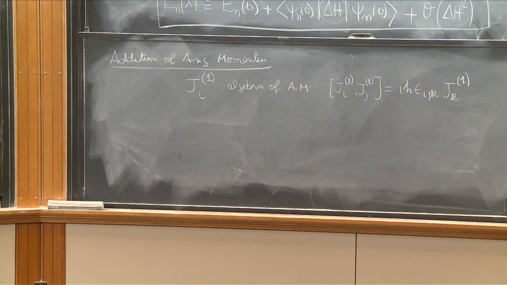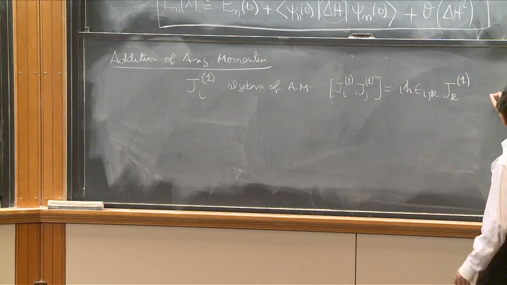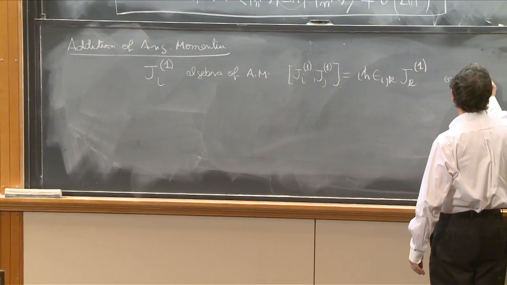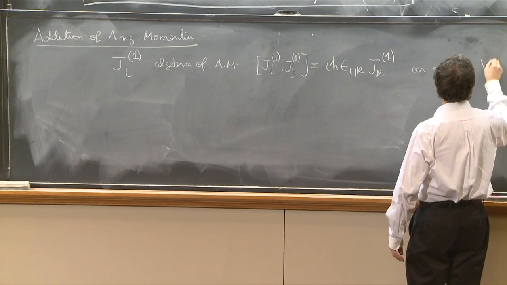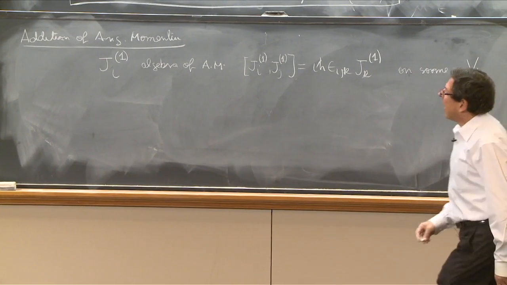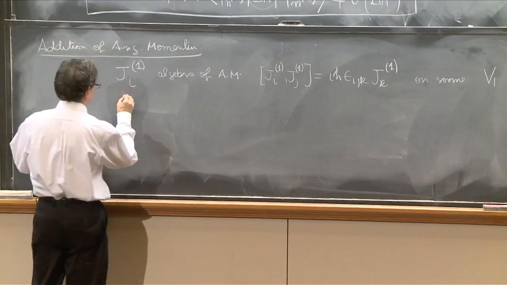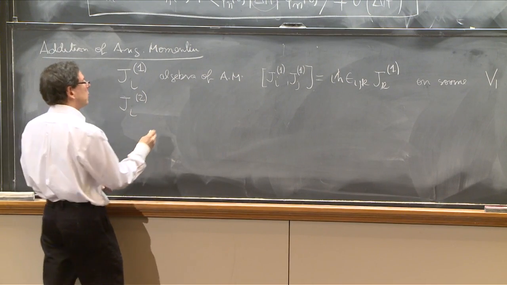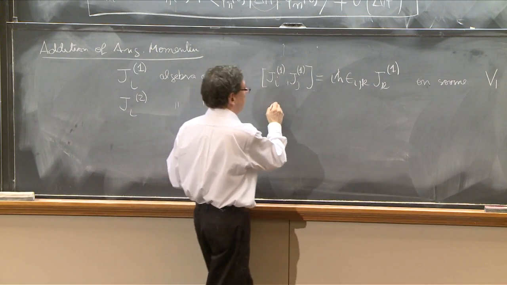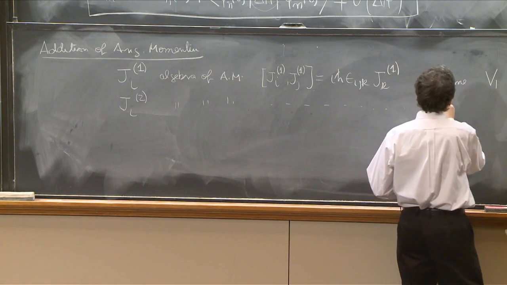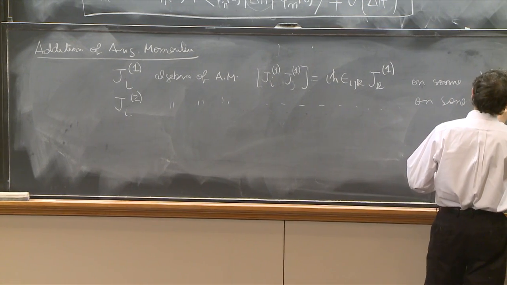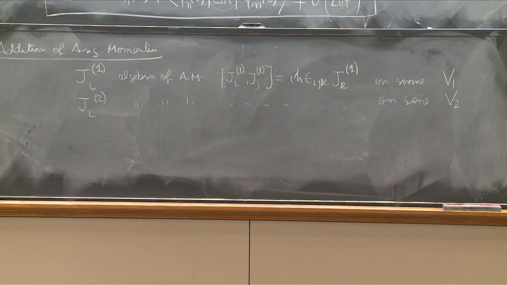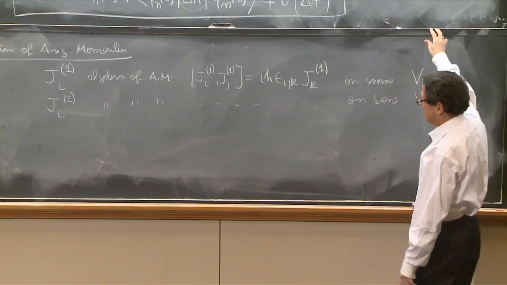And this algebra is realized on some state space, on some vector space V1. And suppose you have another set of operators, J_i^(2), which have the algebra of angular momentum, I will not write that, on some V2. Okay? Angular momentum on some set of states, angular momentum on some other set of states.